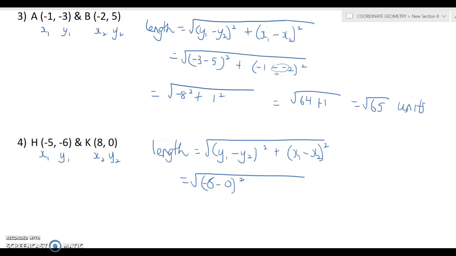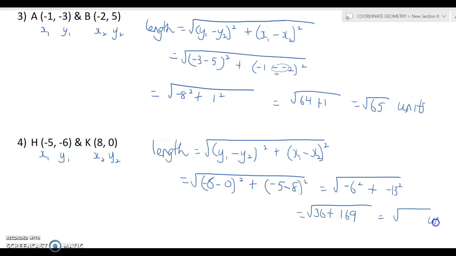So negative 6 minus 0 squared plus x1, which is minus 5, take away x2, which is 8. And we could simplify right here. Minus 6 minus 0 is minus 6 squared, plus minus 5 minus 8, which is minus 13 squared. And just a simple 169, yes. And now we just have to add the 36 plus 169, sorry, and we're going to get the square root of 205 units, right?